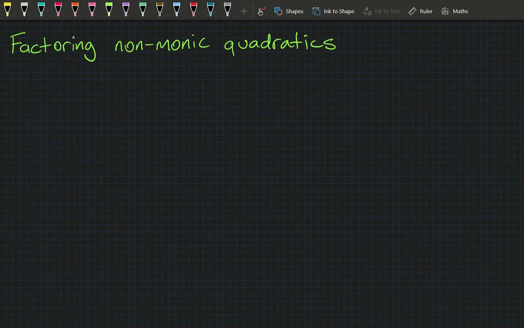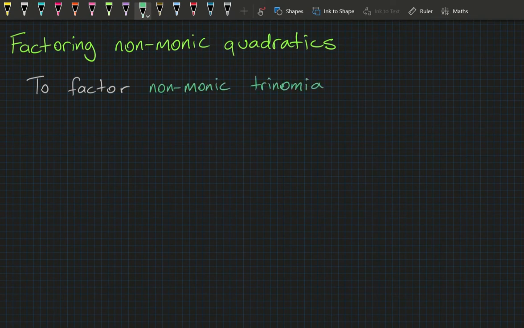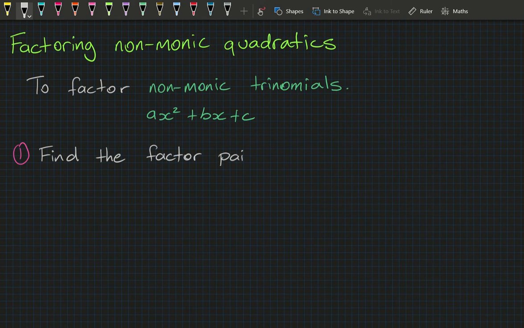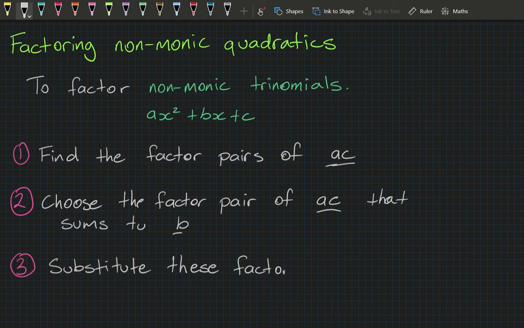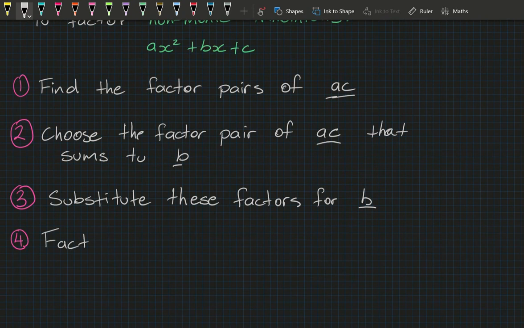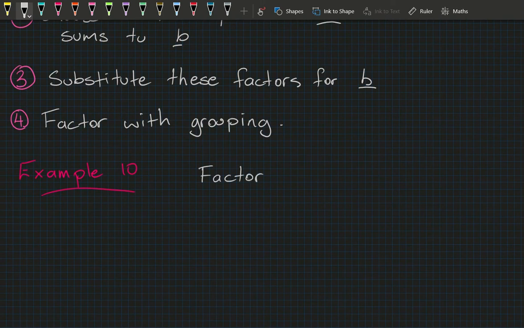Let's summarise what we've covered in the introduction. To factor non-monic trinomials, such as ax squared plus bx plus c, first we find the factor pairs of a times c, then we choose the factor pair of ac that sums to b, then substitute these factors for b, and finally we factor with grouping. Okay, so let's just get straight into example 10, where we're going to factor the following.